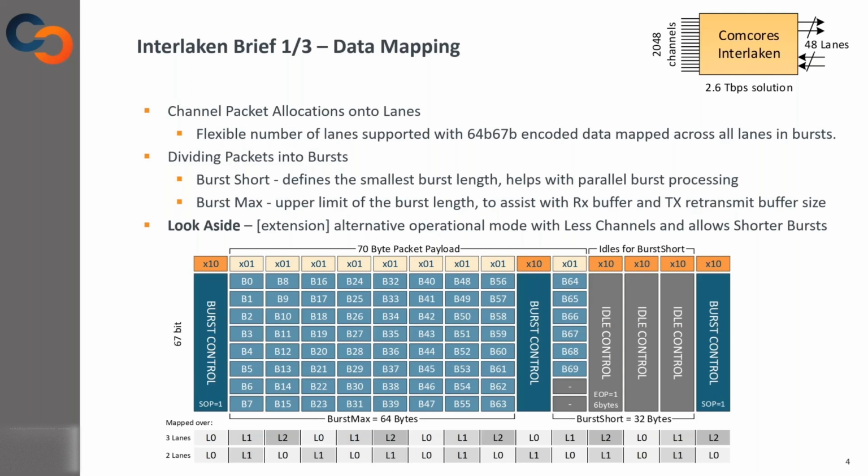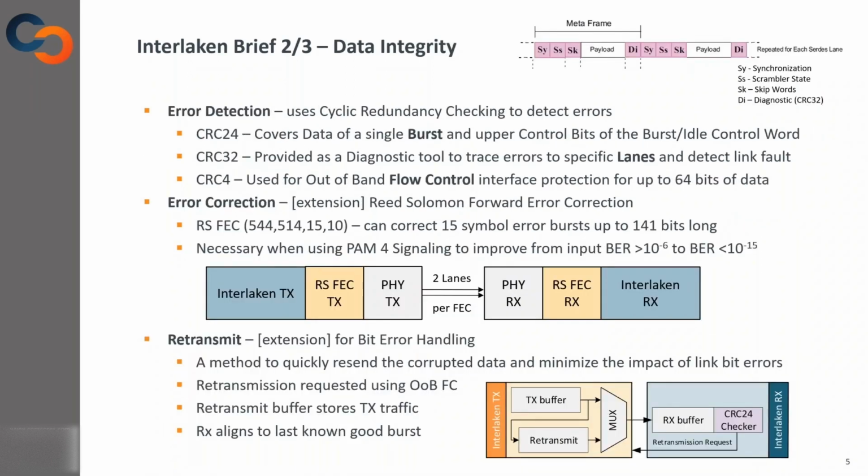And these Interlaken words that are presented here can be mapped over a varying number of lanes, and they're mapped in a round-robin fashion so that no single lane is unused or does not transmit data. So if you have active lanes, you will spread the whole data burst across all of those lanes. On the bottom, there are two examples, a 3-lane configuration and a 2-lane configuration, indicating into which lane which Interlaken word will be split and sent. And that was a short introduction to the data mapping.